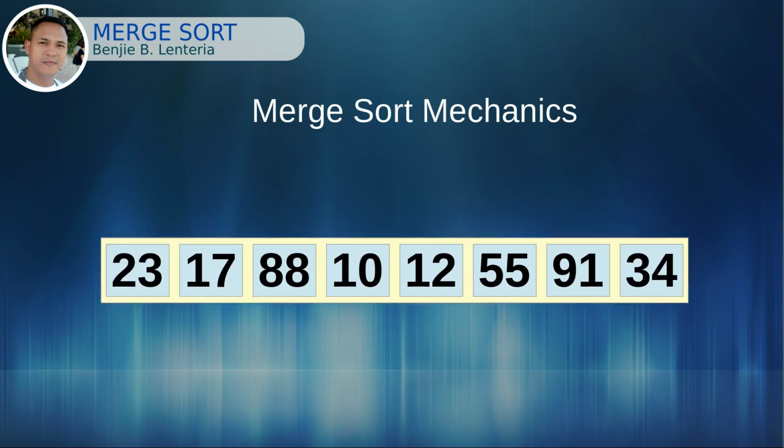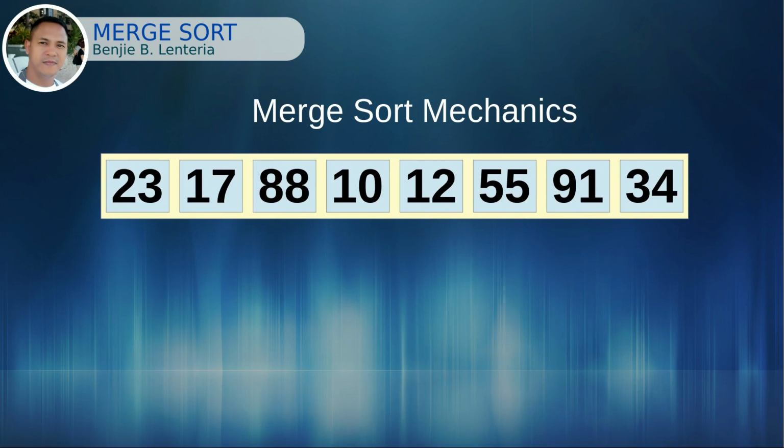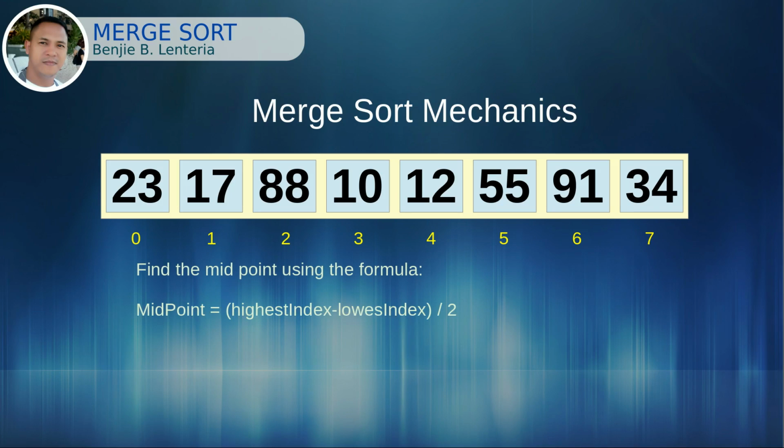Now, let's take for example we would like to sort this list with 8 items. They will have an index of 0 to 7. The first step in merge sort is to find the midpoint of the list. The midpoint is computed by getting the difference of the highest index and lowest index divided by 2. So in this example, our midpoint index is 3.